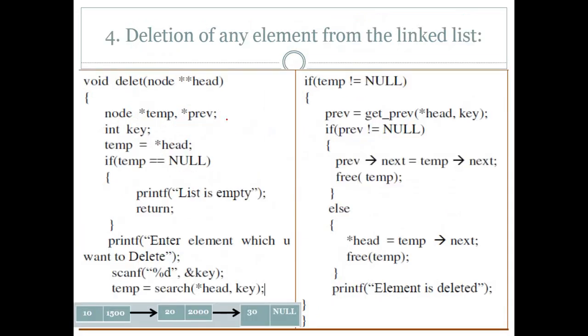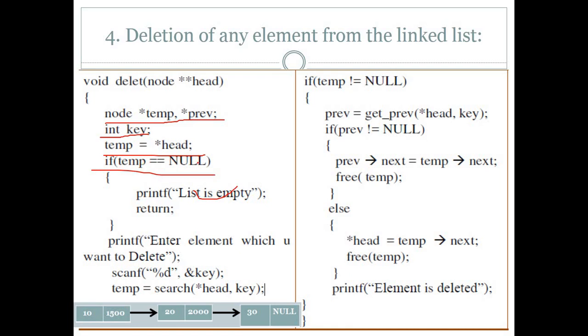Okay, so now let's see deletion of any element in the linked list. For deletion we will take new node, temp and previous, integer key, temp is equal to head, integer null, link is empty.